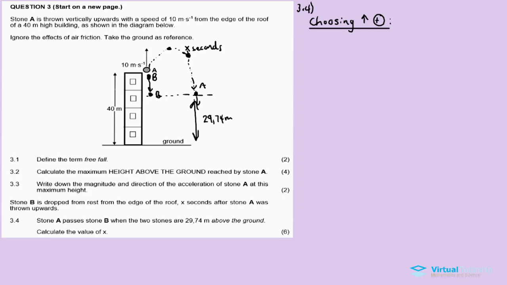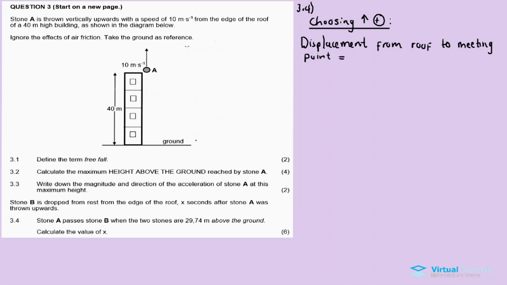Let me erase. Now I need the displacement from the roof to the meeting point. This displacement is also calculated with this X seconds. But first let me elaborate a little further.